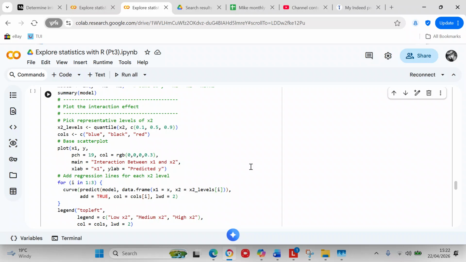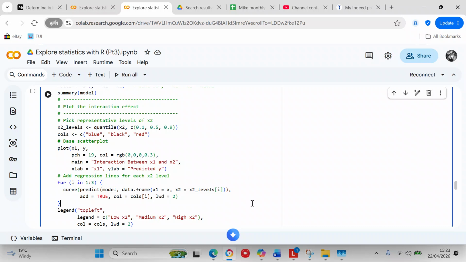So curly brackets, predict brackets, model, comma, data.frame, brackets, x1 equals x, x2 equals x2.levels[i]. And then basically what's going to happen is the for loop is going to iterate 3 times because it says for i in 1 to 3. And then add equals true, color equals colors[i]. So your color is going to be either blue, black, or red, depending upon the value of i. And line width is 2.